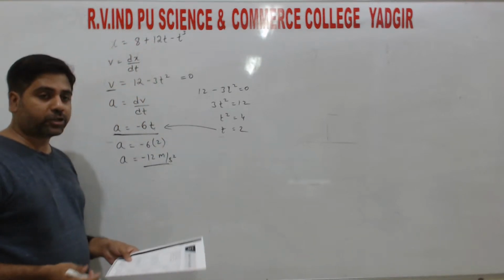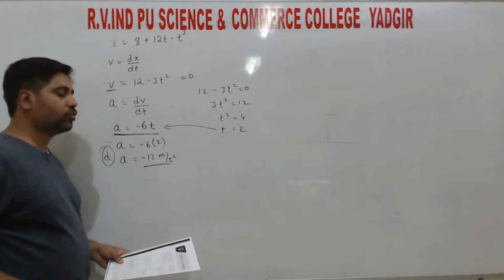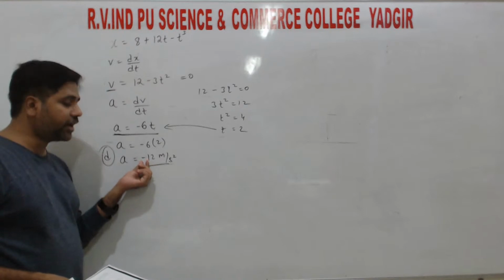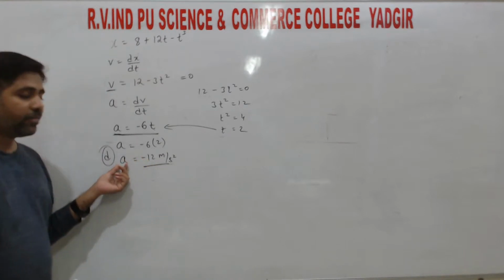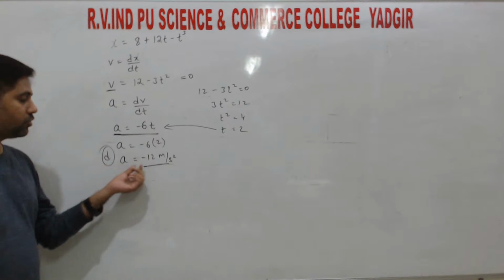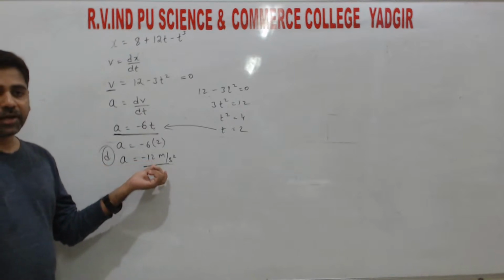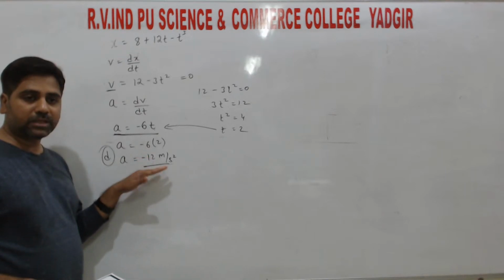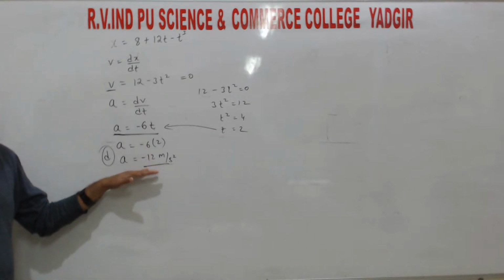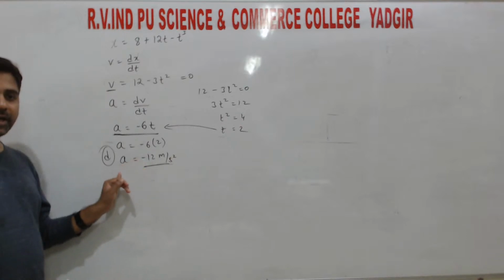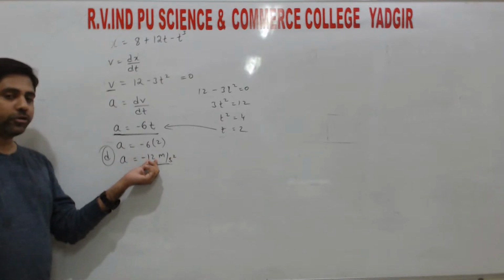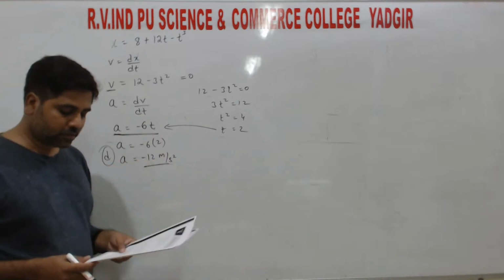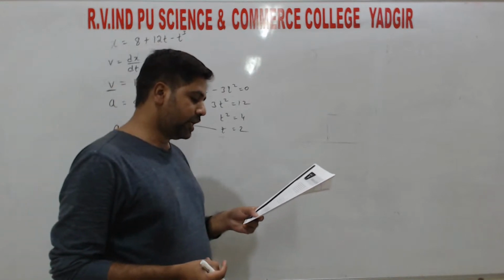So the option is option D. In option D there is no minus, because they are asking for the retardation. Retardation means negative acceleration, so the negative is already mentioned in the term itself. So we only need to represent the magnitude. If they ask for acceleration, then the minus must be there in the answer, right? Acceleration means the minus must be there. Retardation means it should be a positive value, because in the name itself it mentions retardation means negative, right? So the option is option D.